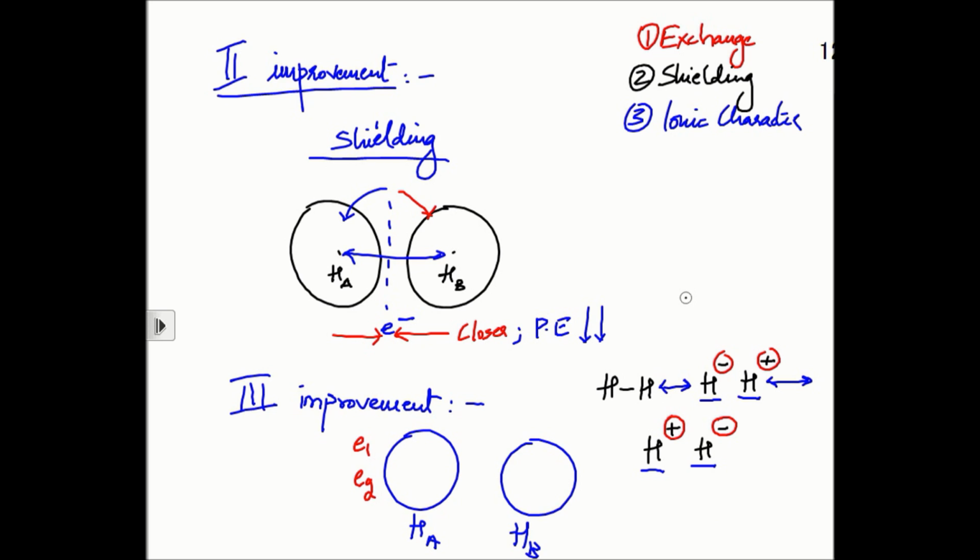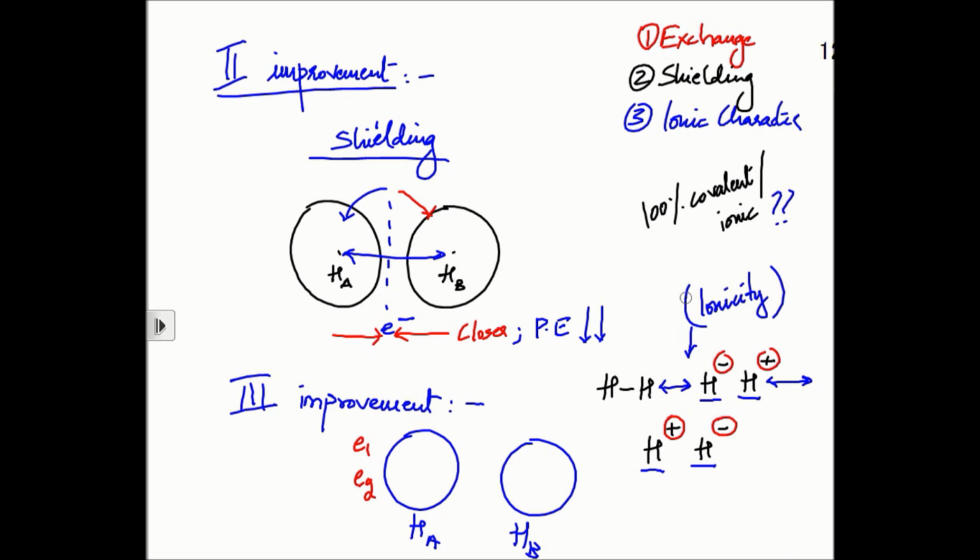So we are accounting for ionicity in the bond. Remember that until recently we always could put compounds into two baskets, ionic compounds and covalent compounds. But now we know that there is some extent of covalent character in ionic compounds and some extent of ionic character in covalent compounds. So no bond is actually purely covalent or purely ionic, right? Therefore, the third improvement which was suggested was to account for ionicity of the bond.